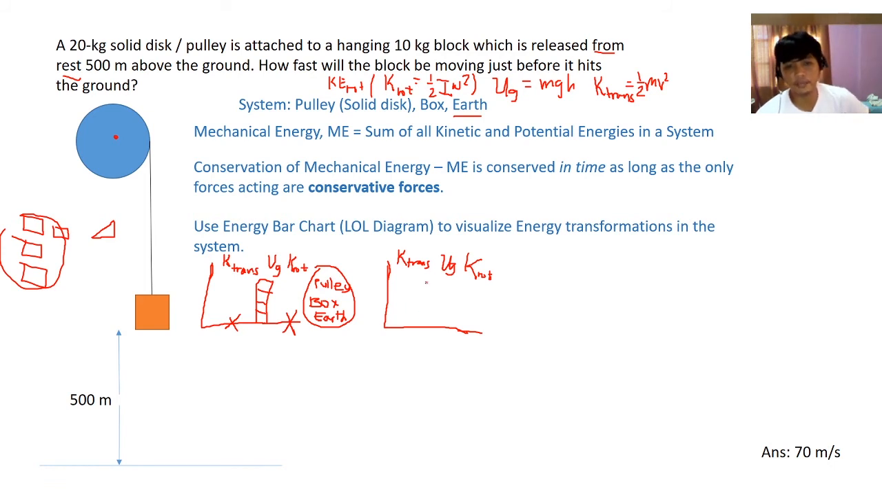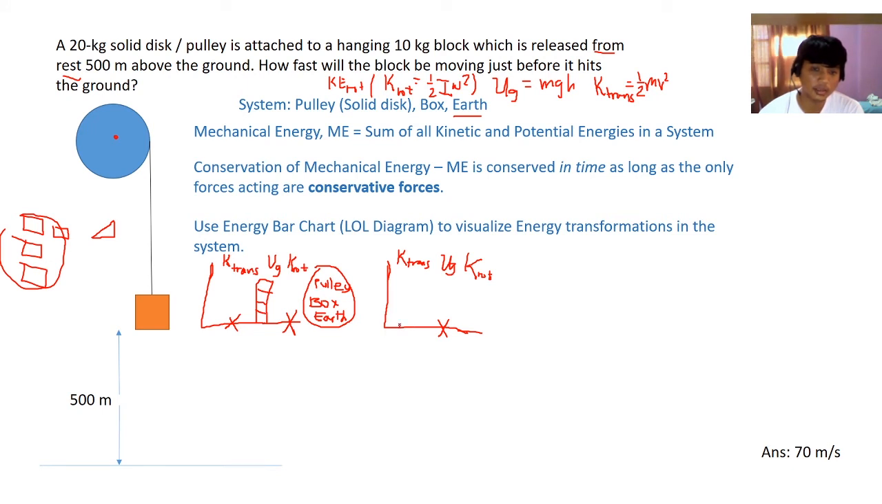Now let's look at what happens after. After means this second sentence: how fast will the block be moving just before it hits the ground? So this later time refers to when the box is almost about to hit the ground. That means it still has translational kinetic energy. It no longer has gravitational potential energy because it's basically in the ground, with just a small infinitesimal distance between the bottom of the box and the ground. But it does have rotational kinetic energy because the pulley is rotating.